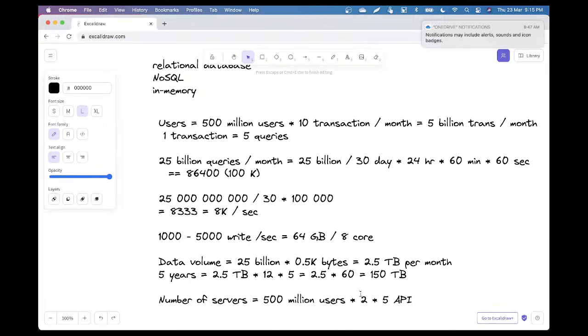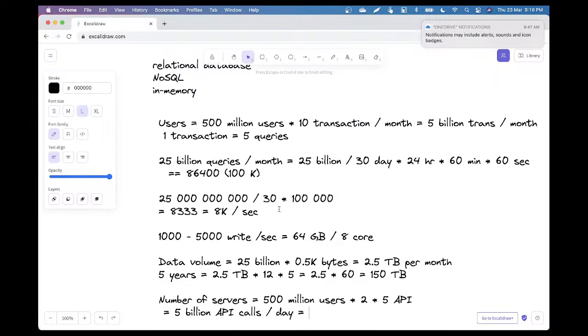Great, awesome, nice. So you see here, this is our assumption: a user is logging in two times, and every time he is logging in, he is calling 5 APIs. So you have 500 million into 10, which is 5,000 million API calls per day, or 5 billion API calls per day.